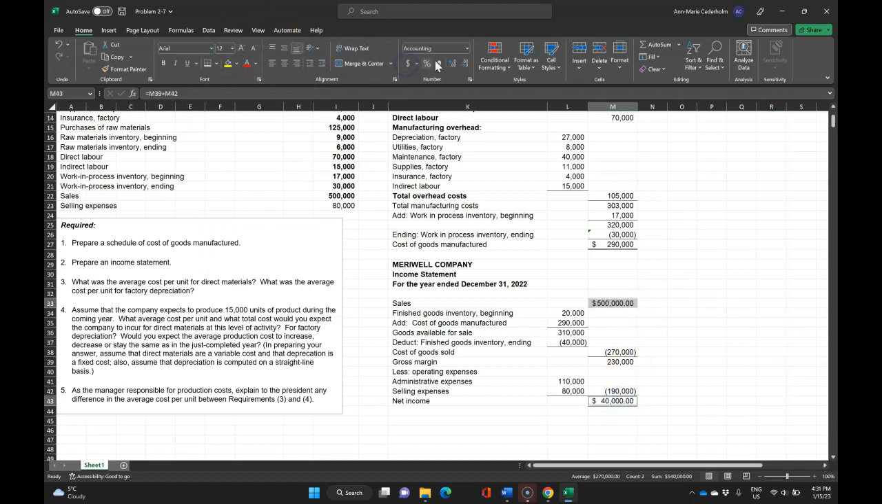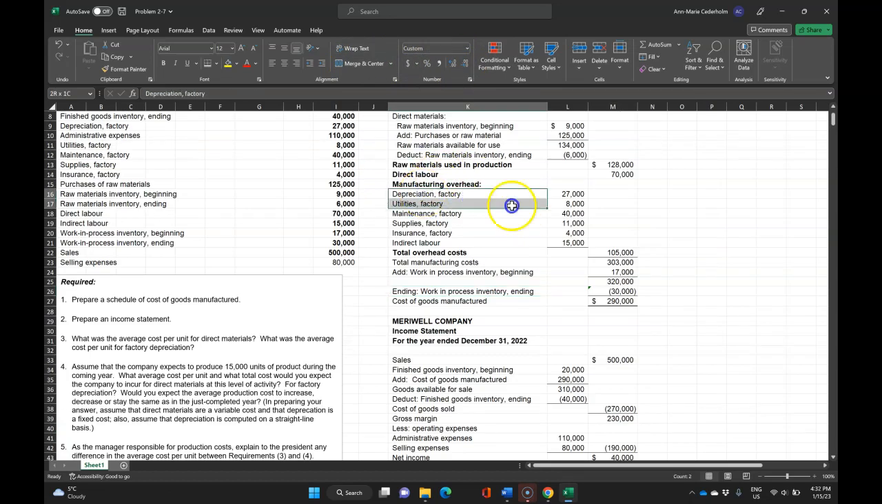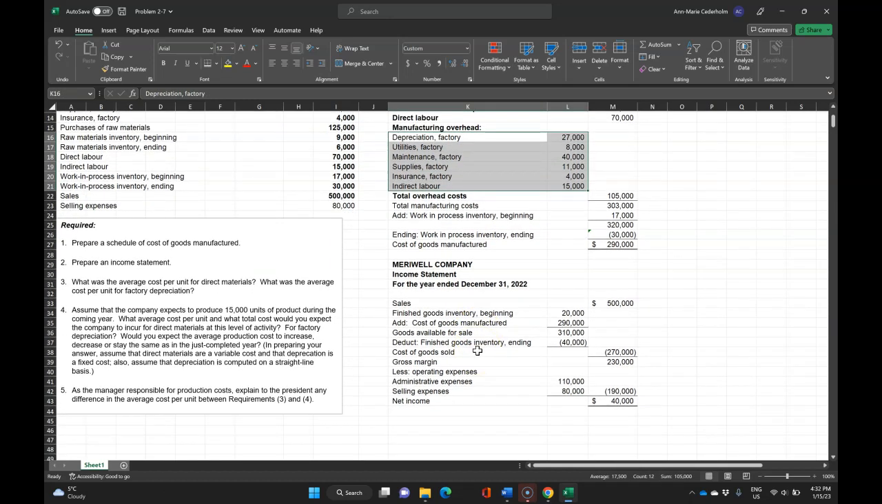So again, different questions and different companies might have different types of manufacturing overhead costs, as well as they might have different types of operating expenses. So aside from having those with different names, your schedules and your income statement are always going to be the same format.